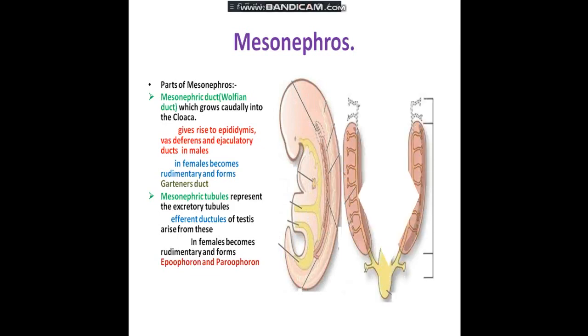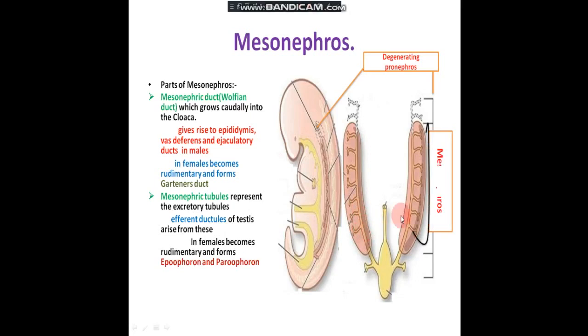Now, in these two diagrams, what we see first, the cranial-most one, is the pronephros, which is degenerating. When the pronephros degenerates, its duct, the pronephric duct, also degenerates. Then this duct continues down as the mesonephric duct. So this is the mesonephros, and here we have the mesonephric duct. This mesonephric duct enters the anterior part of the cloaca, which later on forms the urogenital sinus. So this is the cloaca.